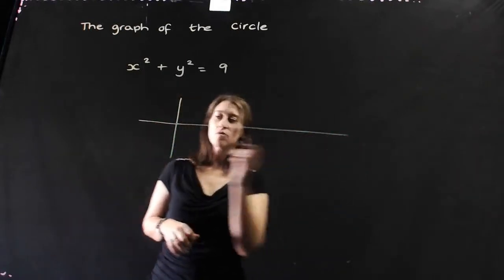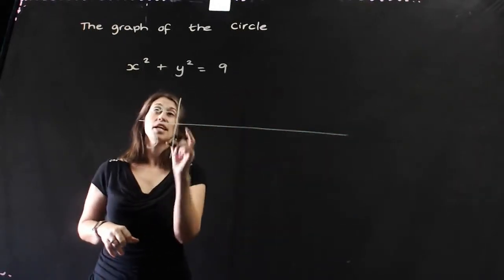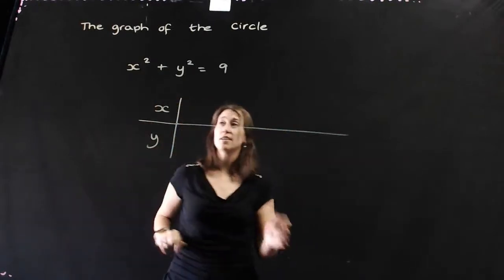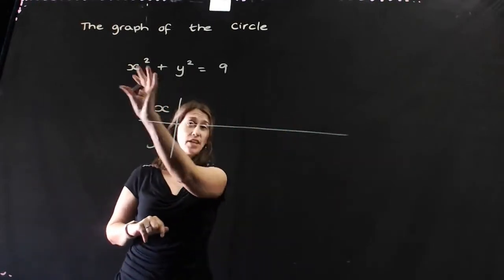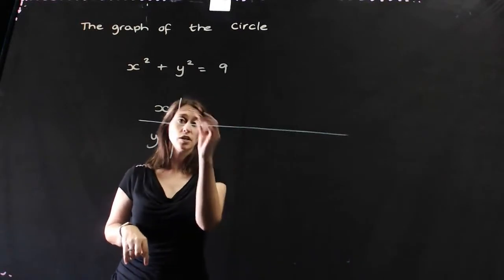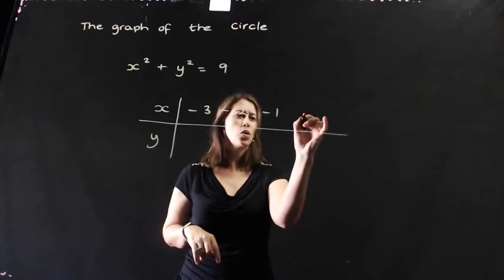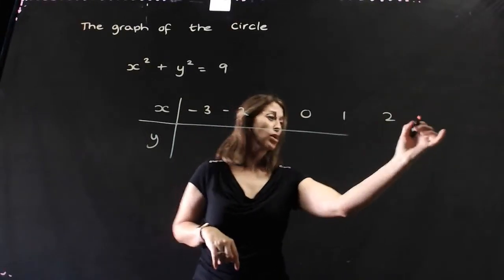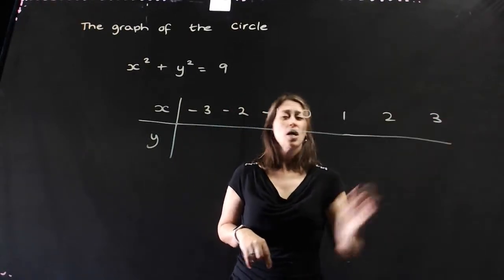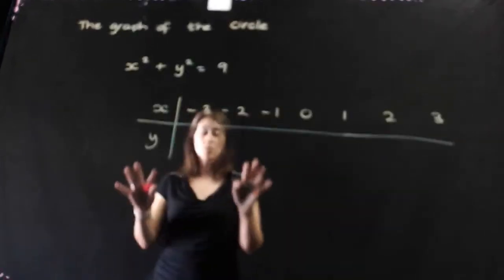So just a rough table of values, x and y. Now what I've got to do is pick values of x and then pick values of y so that x squared plus y squared equals 9. So let's just pick some regular values: minus 3, minus 2, minus 1, 0, 1, 2 and 3. I'll just extend that table a little bit. And let's do some substitution.